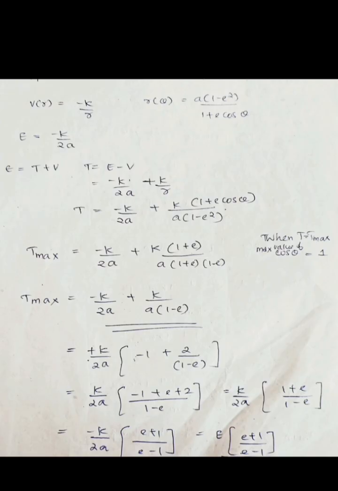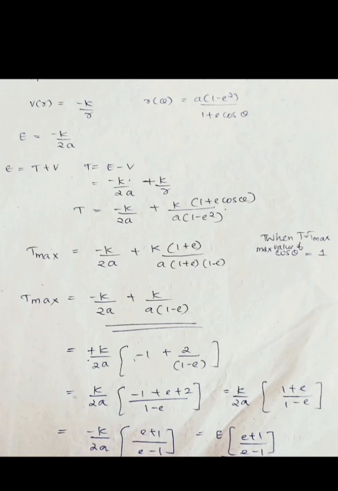Here it is given that V of r is equal to minus k by r and r of θ is equal to a(1 − e²) divided by (1 + e cos θ), and E is equal to minus k by 2a. E is equal to T plus V, and that T is equal to E minus V, which is equal to minus k by 2a plus k by r. That is T is equal to minus k by 2a plus k(1 + e cos θ) divided by a(1 − e²). That is T max is equal to minus k by 2a plus k(1 + e) divided by a(1 + e)(1 − e), because when T equals T max, the maximum value of cos θ is equal to 1.